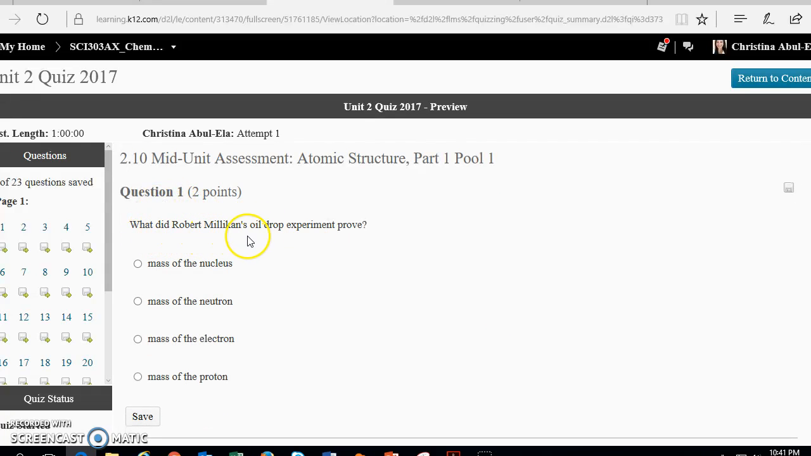What did Robert Millikan's oil drop experiment prove? The mass of the nucleus, the mass of the neutron, the mass of the electron, or the mass of the proton?